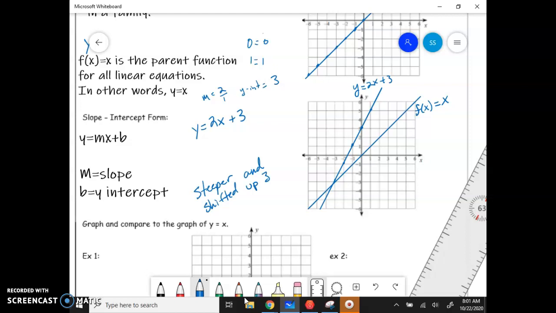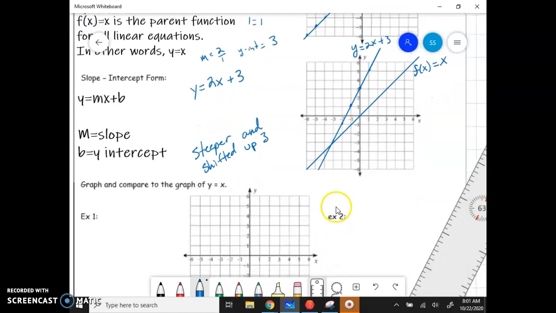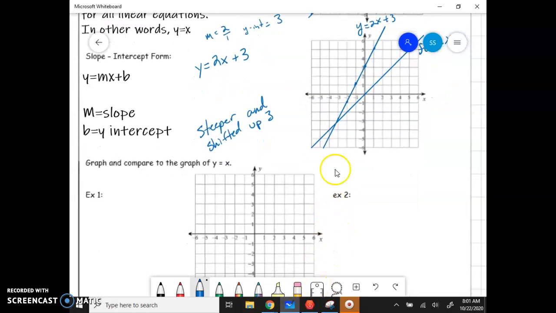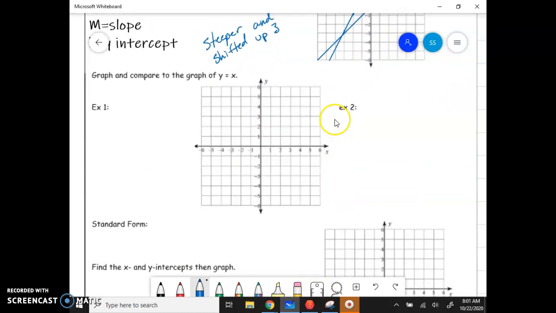Okay, all right, moving on. Let's look at some examples here.